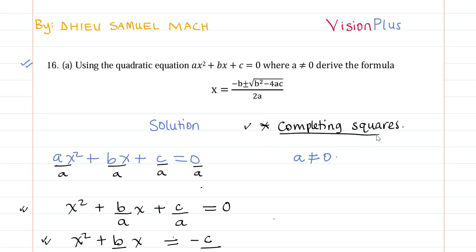completing squares. Remember, there are about 4 methods of solving quadratic equations. 1 is factorization, 2 is completing squares, 3 is the formula method, 4 is the graphical method.